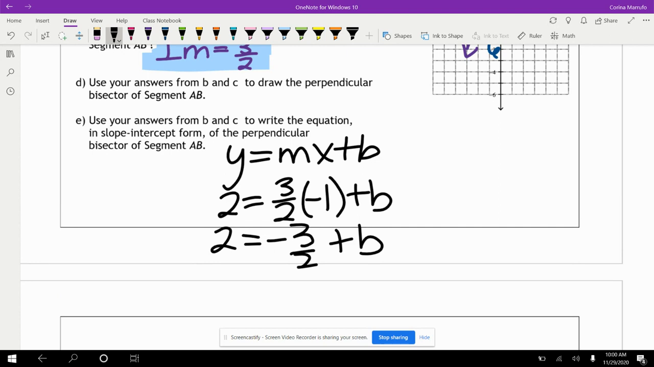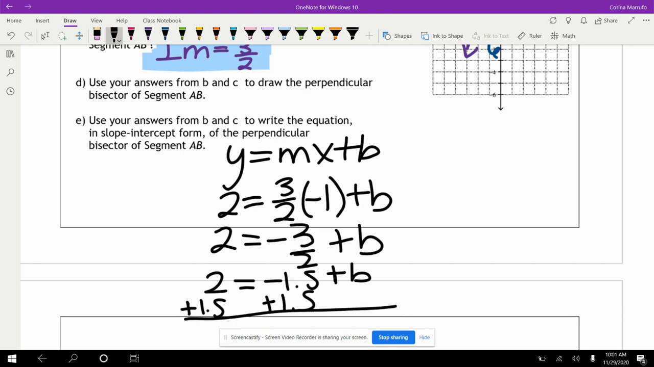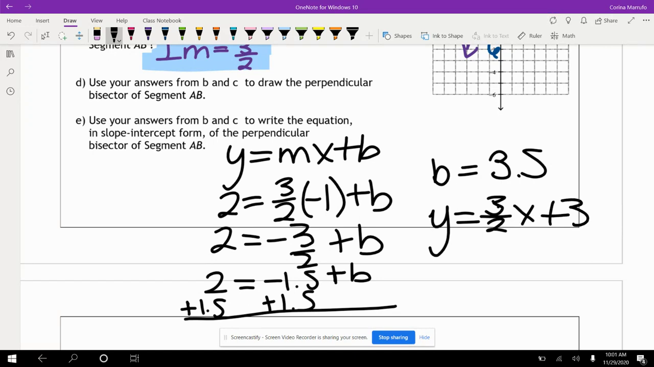And to cancel out this negative 3 over 2, now if you're not 100% confident with fractions, we can change that to a decimal for you. That would give us negative 1.5. So to change that, all we got to do is move over the 1.5 by adding 1.5. So 2 plus 1.5 gives you 3.5. Okay, so now we're ready to write the equation of our line. Y equals 3 halves x plus 3.5. And that would be our equation of our line.